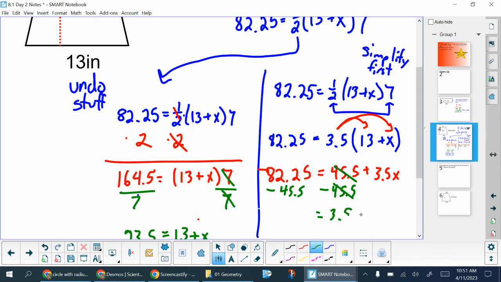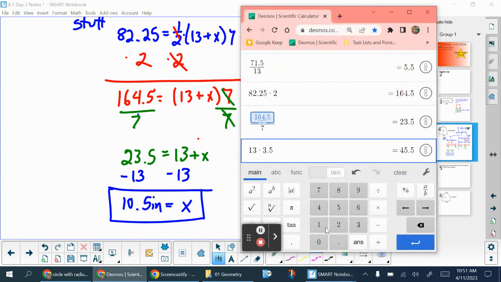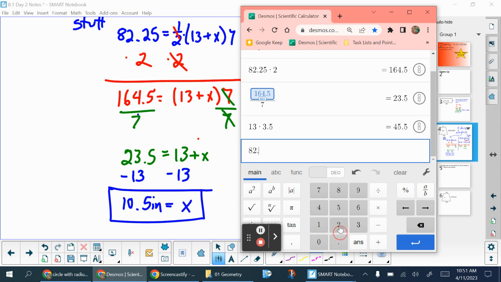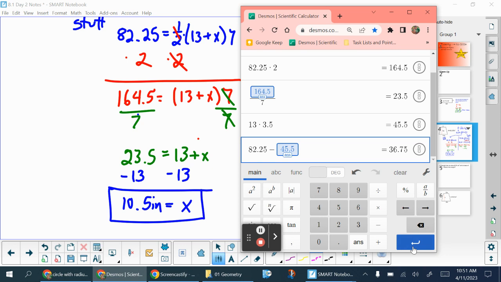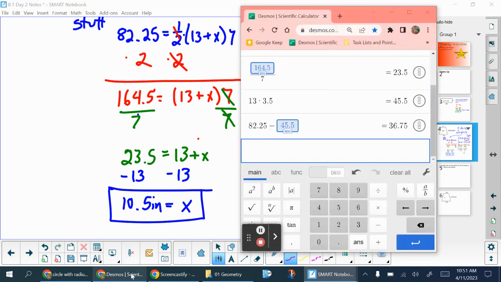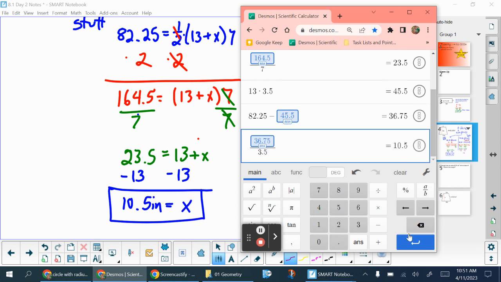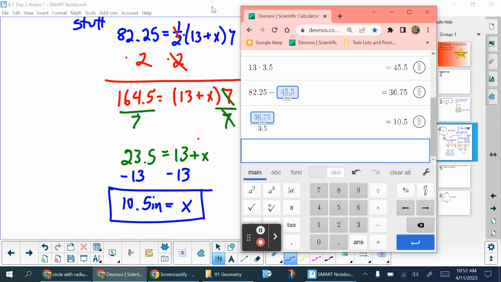So I get 3.5x left on this side. And 82.25 minus, I'm just going to type previous answer, is 36.75. And then I will divide by 3.5 to get my final answer. No clue what that is, so I'm just going to take my previous answer divided by 3.5, and it is 10.5.